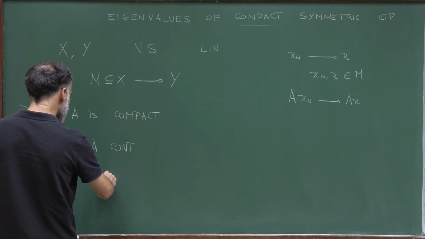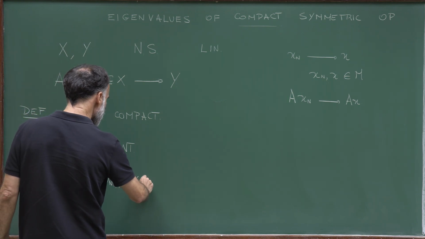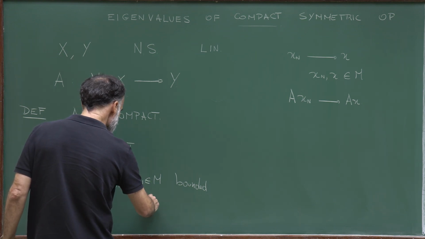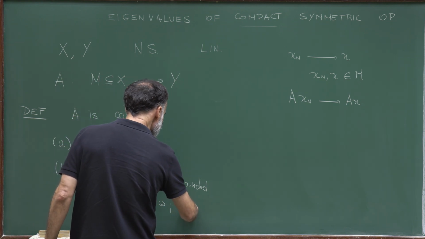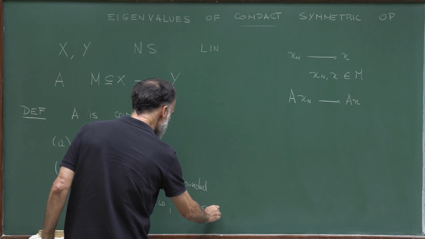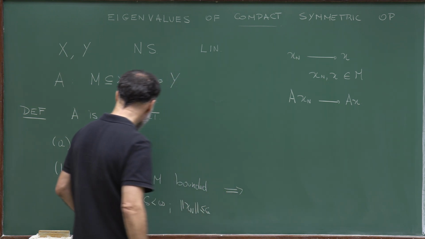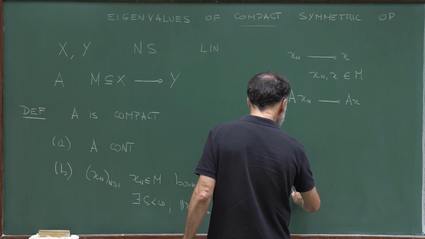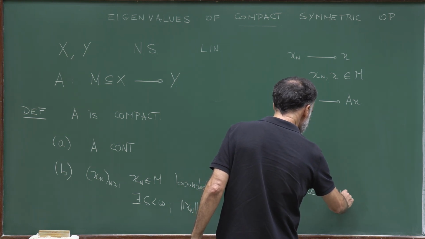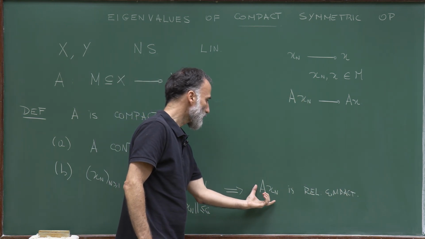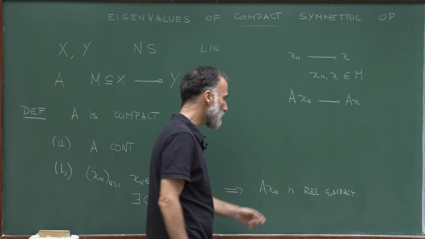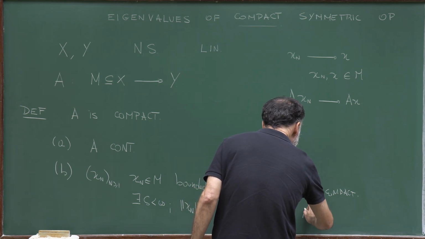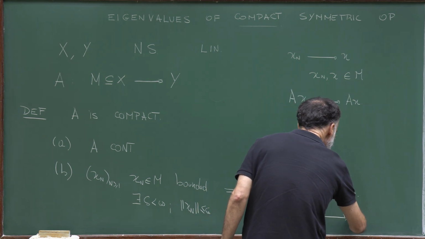So I first require A to be continuous, and then I will require a second condition on A: if I take any sequence xn in M which is bounded, and bounded means, of course, that there exists a finite constant C0 such that the norm of xn is bounded by C0, then the image AXn is relatively compact. This means that I can extract a subsequence nk such that A xnk converges to some element y in Y.